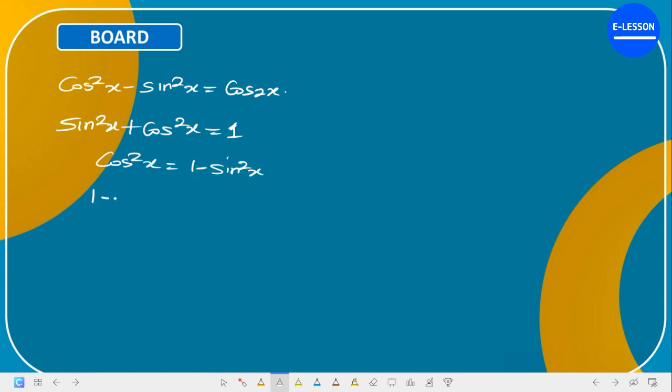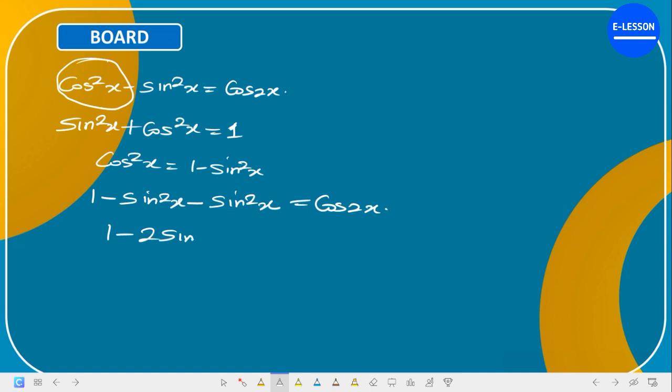This will now become 1 minus sine square s, minus, we substituted it here now, minus sine square s, and everything will give us cos 2s. Now this becomes 1 minus 2 sine square s. And initially, note that I said 1 minus 2 sine square s is the same thing as cos 2s. So cos 2s is equal to cos 2s.